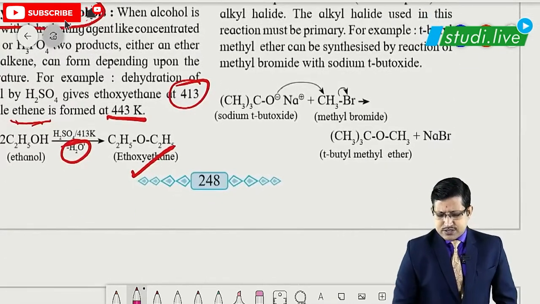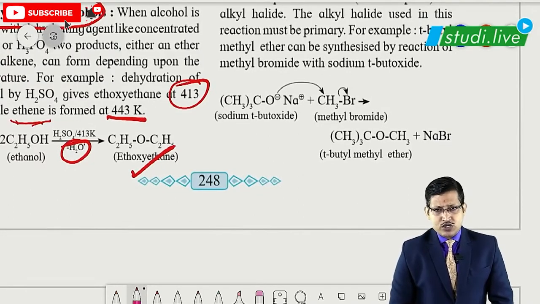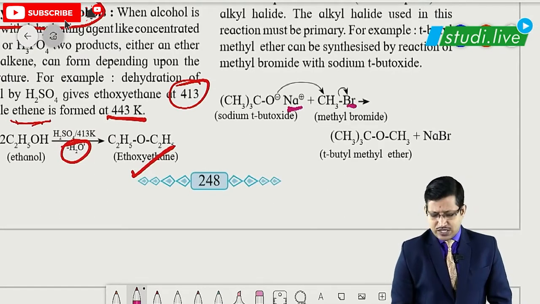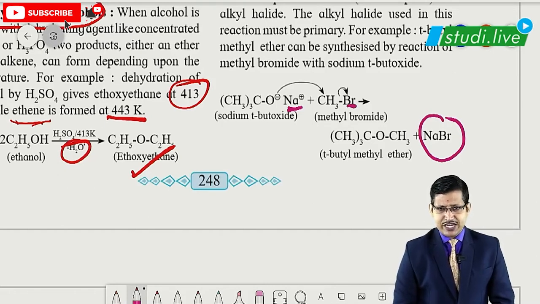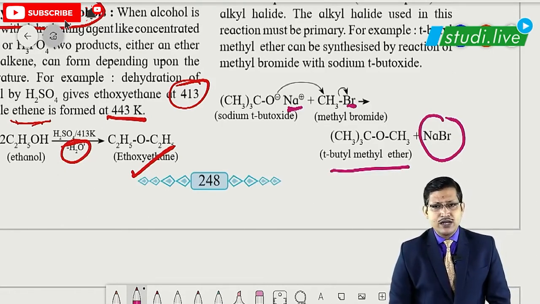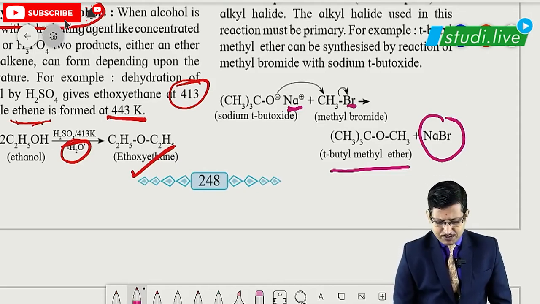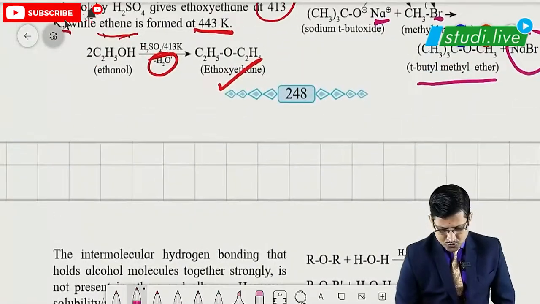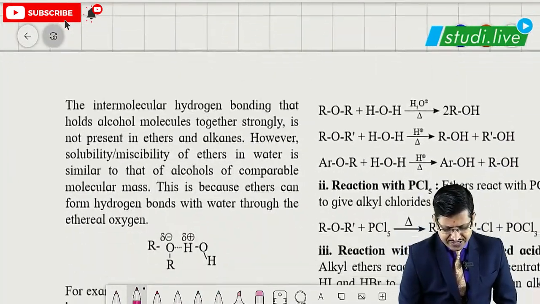Now here, sodium tert butoxide will react with methyl bromide. Again the story remains the same: Na has to combine with Br. That is going to give you NaBr, right? Na and Br giving you NaBr, and the next product coming up is tert butyl methyl ether. So that's an important reaction for your exams. Now this was about the preparation of ethers.